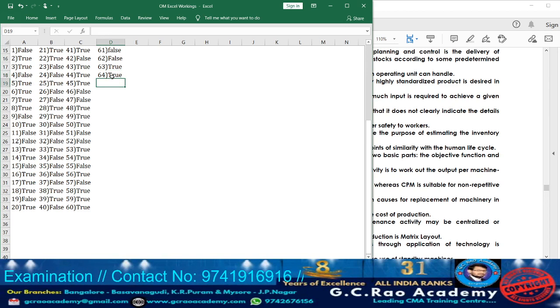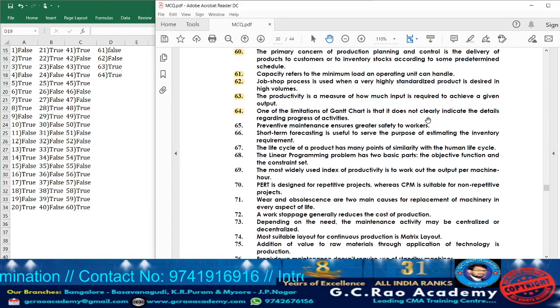The statement whatever they are given it is true, because it is one of the limitations. It is not going to provide the details regarding the progress of activities. Only it helps in completing the activities within the fixed time. Only that can be known with the help of Gantt chart, but it is not going to provide the data regarding progress of activities. So according to statement 64, whatever they are given, it is true.